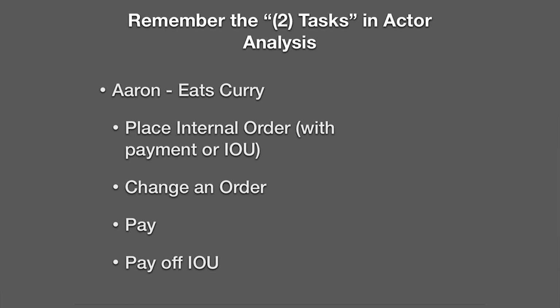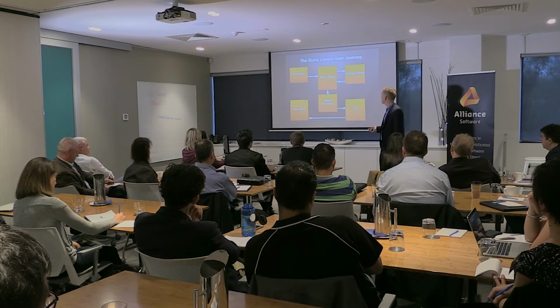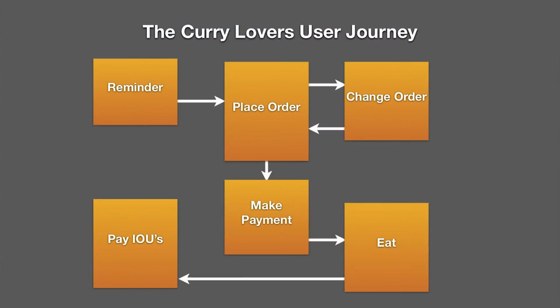So remember the tasks that we had for Aaron before. I'm going to use these tasks as an example in our curry ordering system. Aaron wants to be able to eat curry. He wants to place an order, change an order, pay off an IOU. So let's start to look at what a user journey for Aaron might look like. These are the steps that Aaron might take. He gets a reminder, he places an order, he can change his order, he makes a payment, he eats, and he pays off his IOUs.